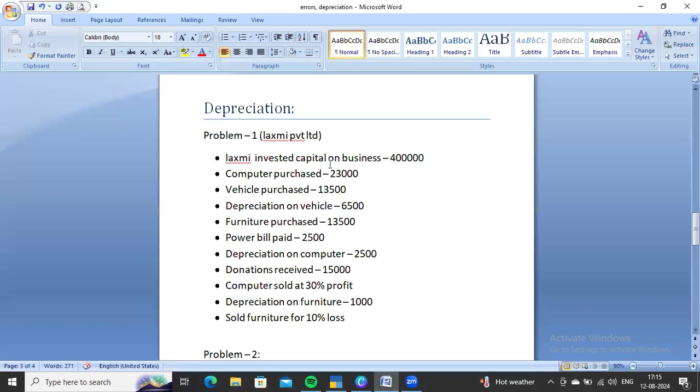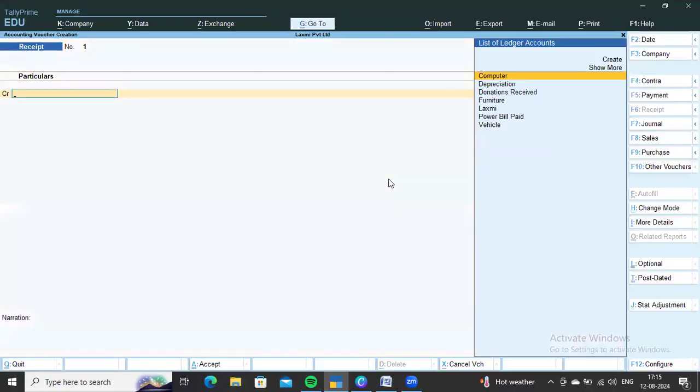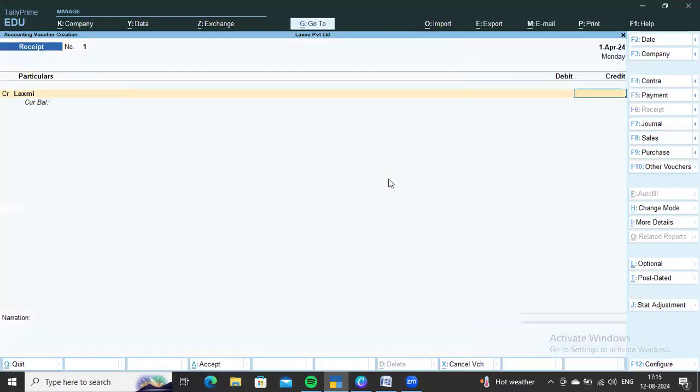First transaction is Lakshmi invested capital in the business. It is nothing but a receipt to the business. So go to receipt voucher, F6, credit Lakshmi account 4 lakhs and debit cash account as cash is coming in.